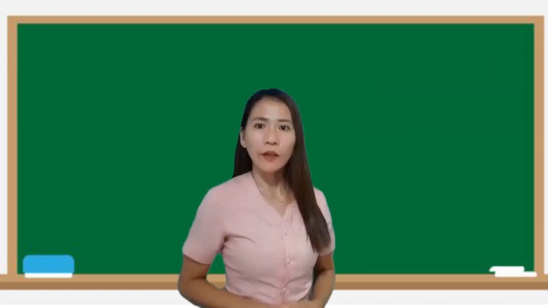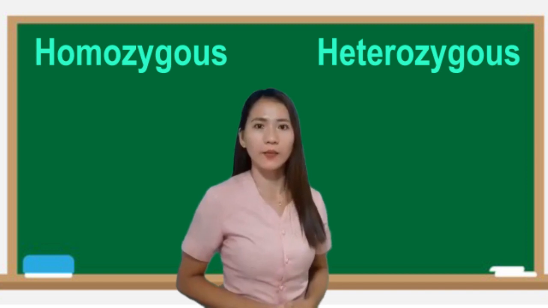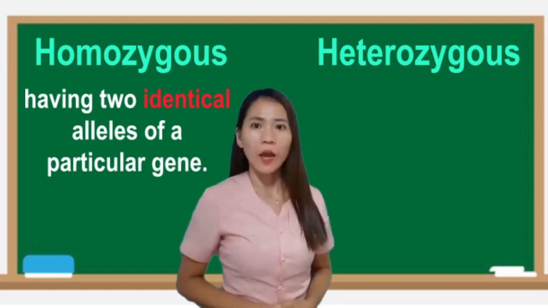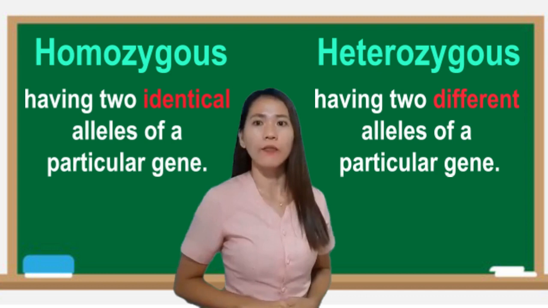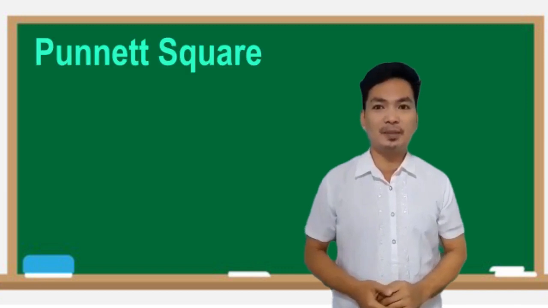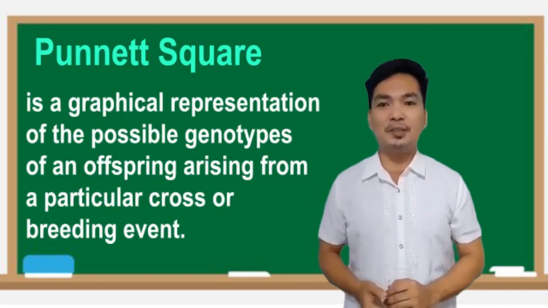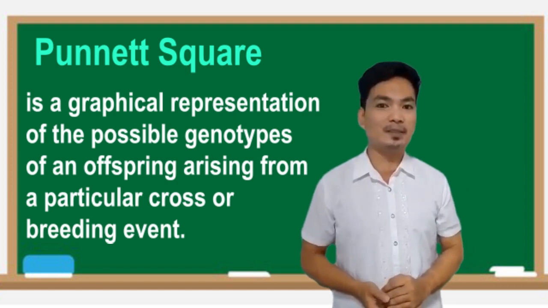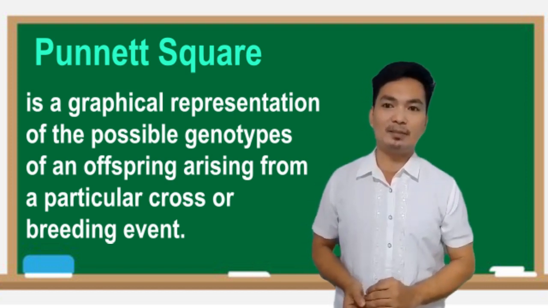Let us also define homozygous and heterozygous. When we say homozygous, this means having two identical alleles of a particular gene. On the other hand, heterozygous means having two different alleles of a particular gene. We also have the Punnett square. It is a graphical representation of the possible genotypes of an offspring, arising from a particular cross-breeding event.